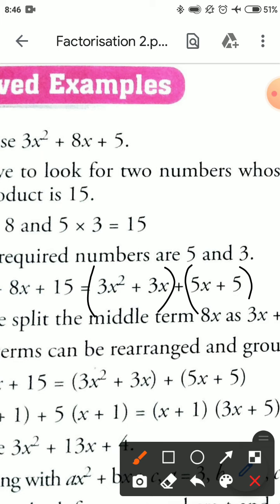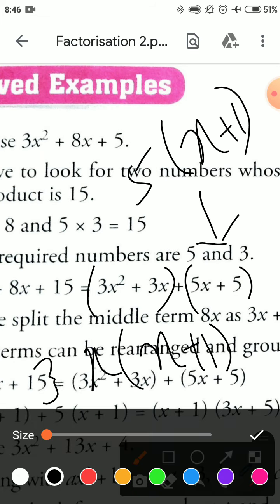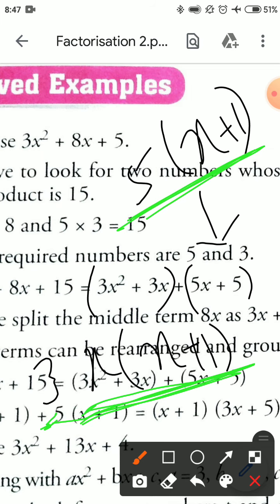Now from the first pair, clearly we can take 3x common, right? So if we take 3x common, what we will be left with is x plus 1, right? And in the same way, we can take 5 common from the second expression, right? If we take 5 common, what we will be left with is x plus 1. Now again, if I consider these two terms, first one is this, second one is this, right? We can take this x plus 1 common from both of them.